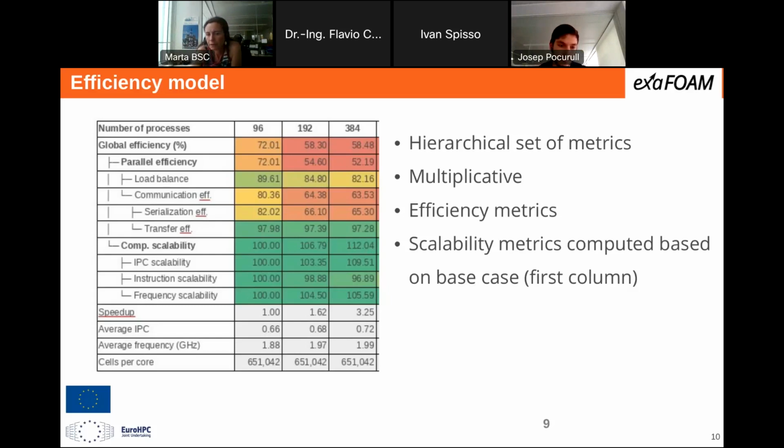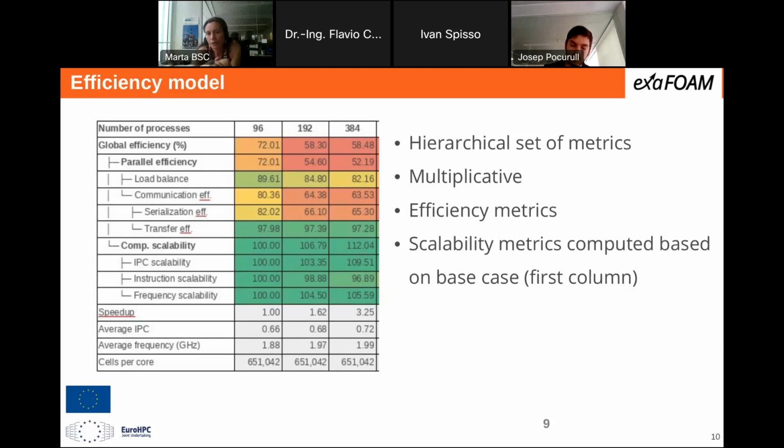And when we get this kind of table, we look at values that are very low. Below 80% is really already worth looking at. And also trends. So if we see values that are not very low, but they trend to go down, for example, in this case, you could see the instruction scalability is slowly going down, it means that in the end, that metric will be a bottleneck when you keep scaling.